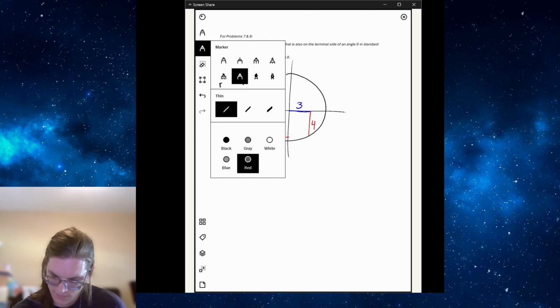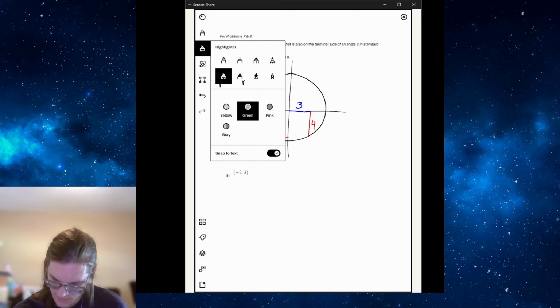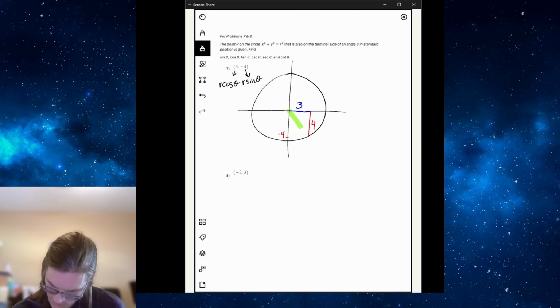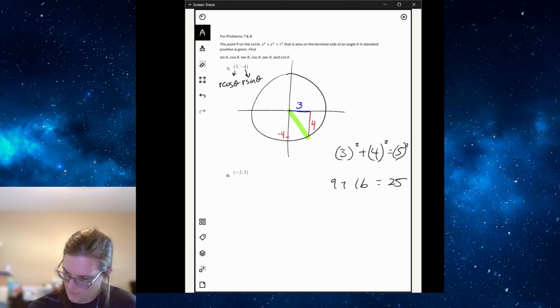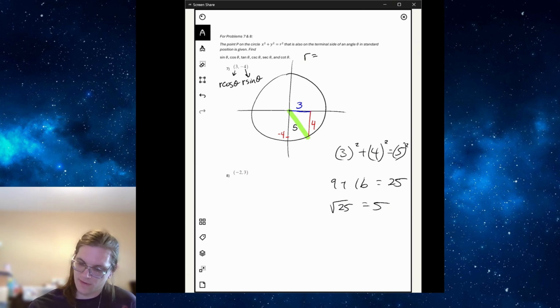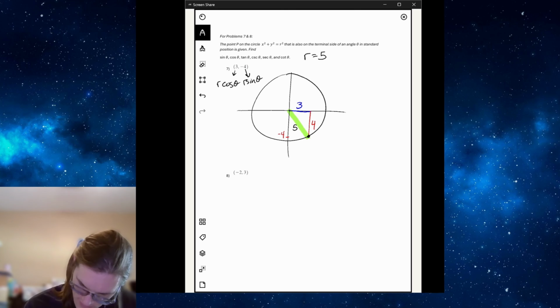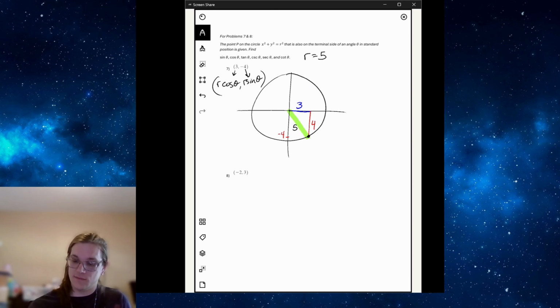And then our lovely, lovely hypotenuse is going to be, thanks to the Pythagorean theorem, spoilers, I already know this one. So 9 plus 16 equals 25, square root of 25. So this is 5 here. That means our radius is 5. Now we're no longer working with the unit circle, right? Because this is not a 1, it's a 5.